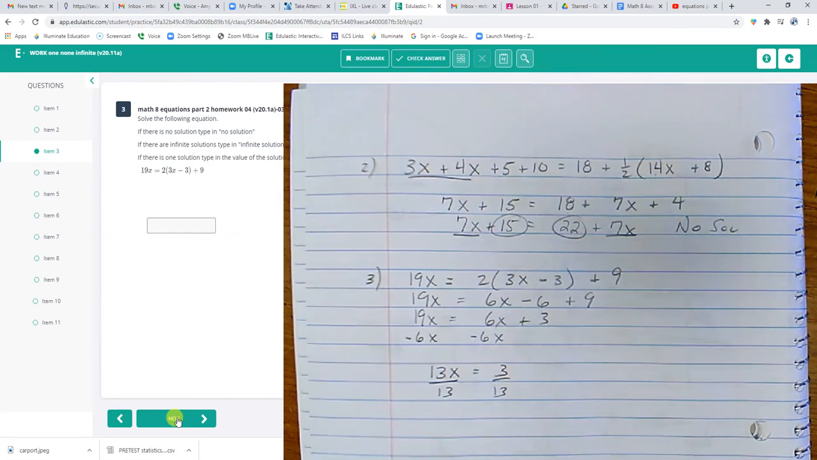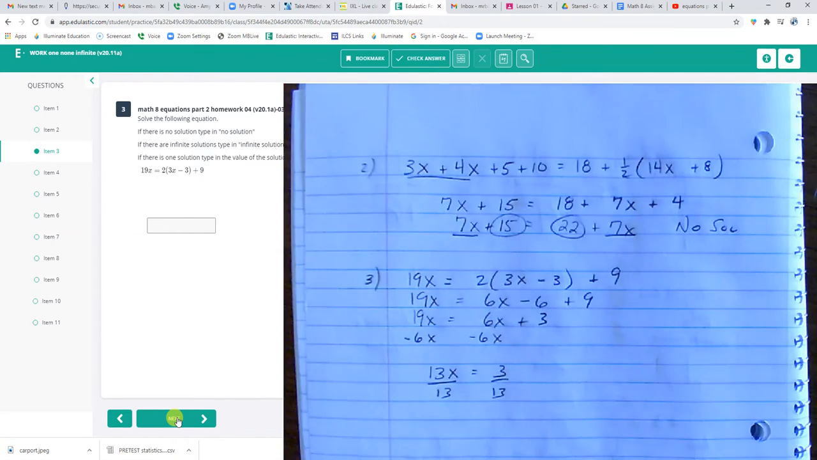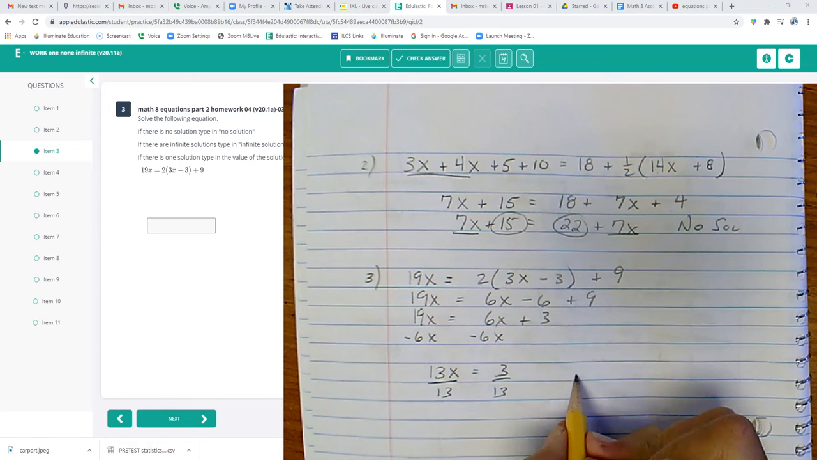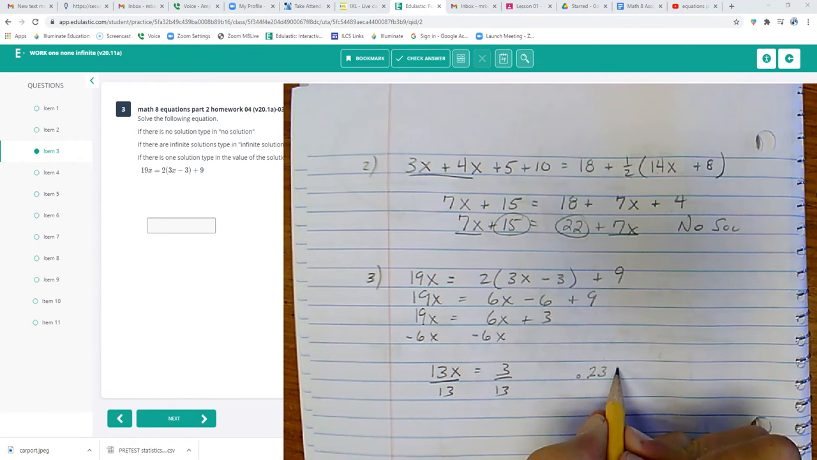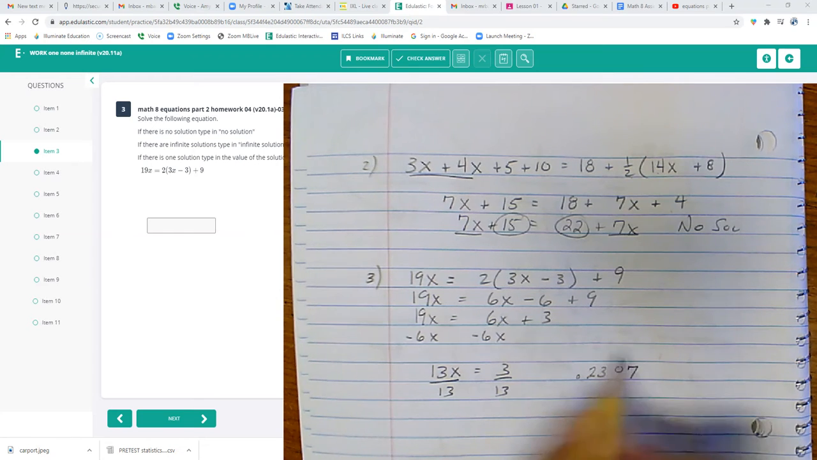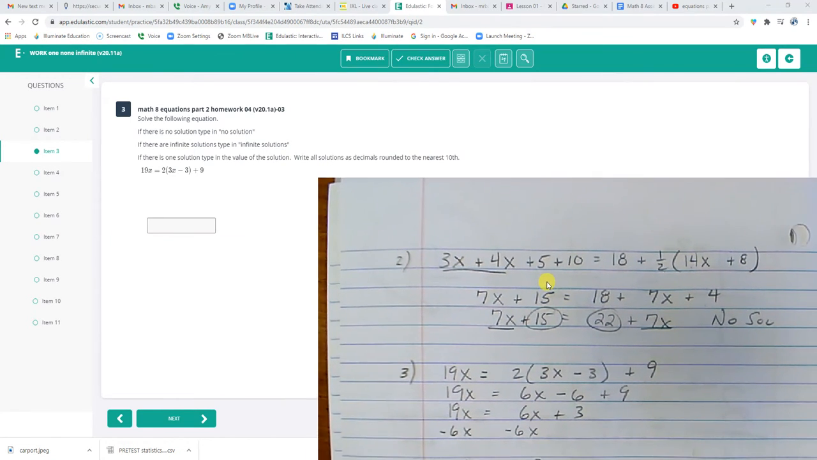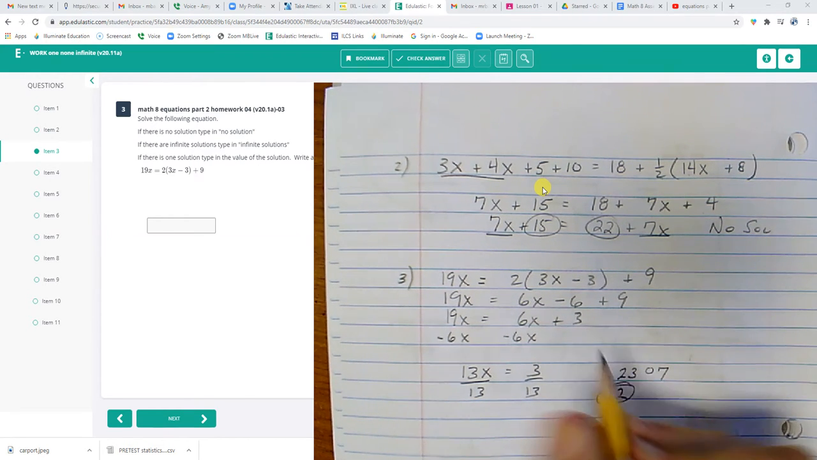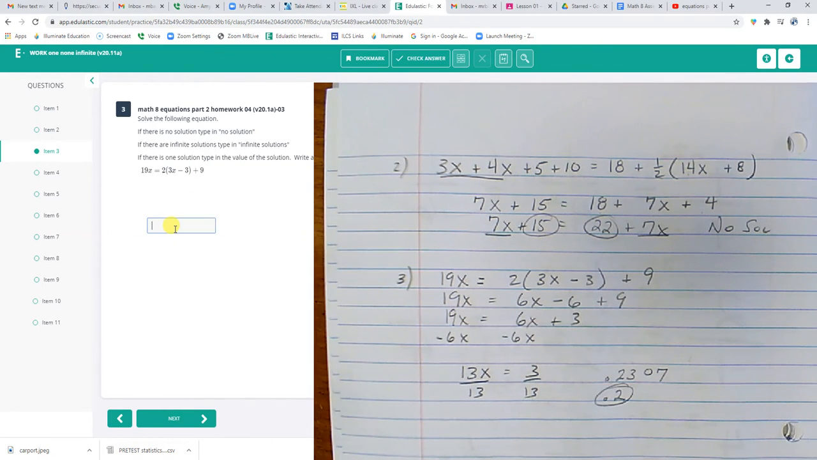So it's going to be 3 divided by 13. I'll be right back. Let me get my lights to turn back on. Which is, 3 divided by 13 is 0.23. It says round it to the nearest tenth, so that's going to just round to 0.2. Check my answer. It likes it. That's good.